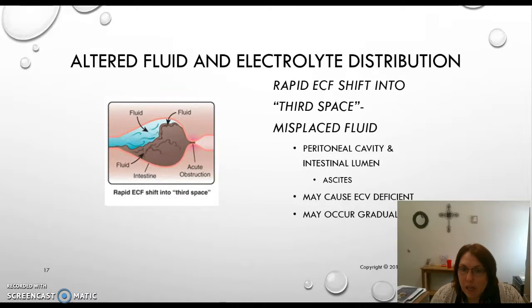We can also see a rapid extracellular fluid shift into the third space, and we talked about this a little bit earlier. Peritoneal cavity and the intestinal lumen, we can end up with ascites. And this may cause extracellular volume deficit, okay, because the fluid is caught. It's in a space it can't get out, and it may occur gradually.